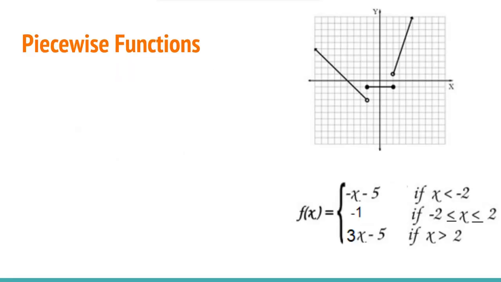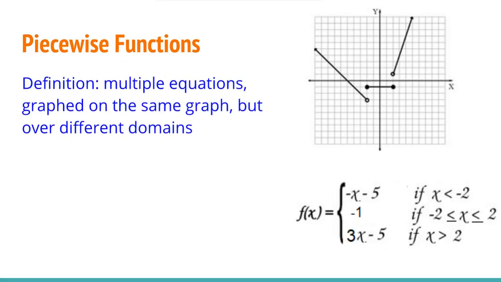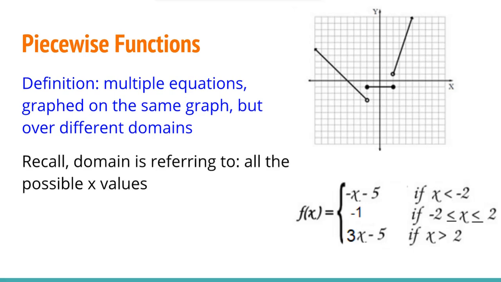So here's the first thing for your notes. A piecewise function is multiple equations graphed on the same graph over different domains. You can pause this and write it down if you need to. Hopefully you remember that the domain is referring to all of the possible x values.